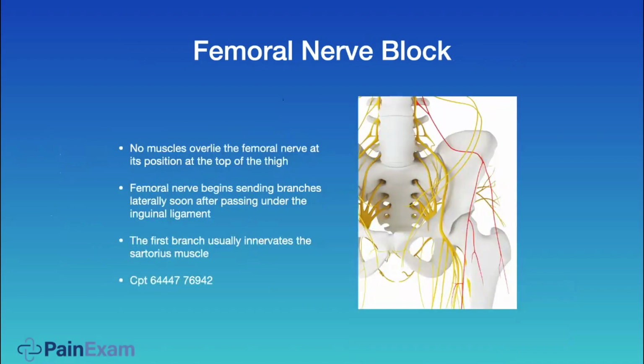There are no muscles overlying the femoral nerve at its position at the top of the thigh. The nerve sends branches laterally soon after passing under the inguinal ligament. The first branch usually innervates the sartorius muscle. Performing a femoral nerve block, the CPT code is 64447-76942.